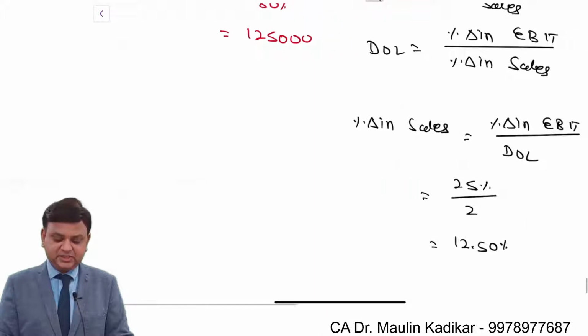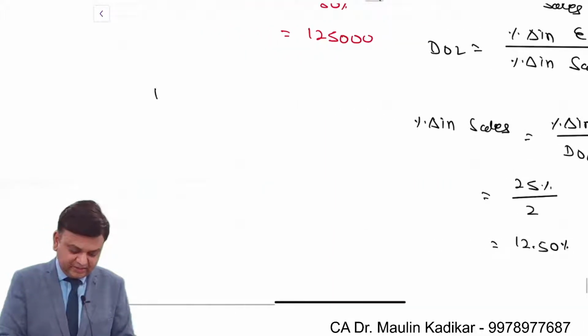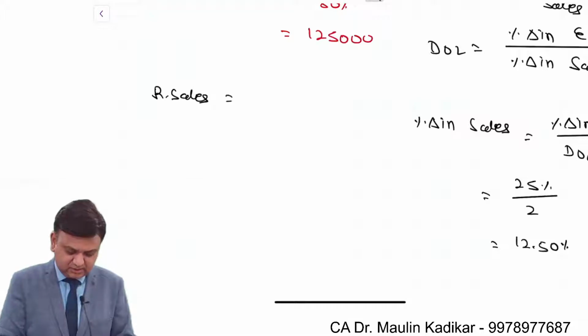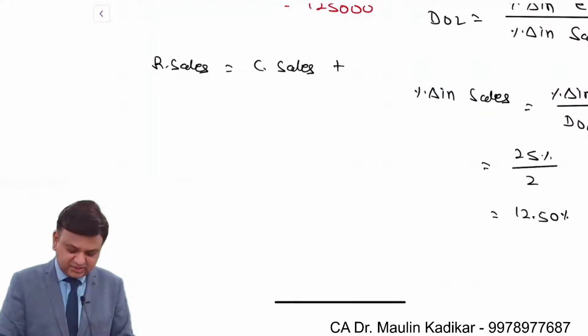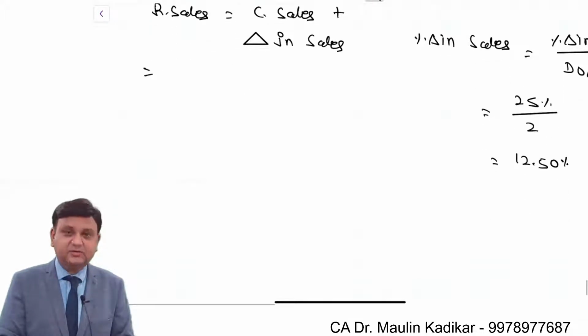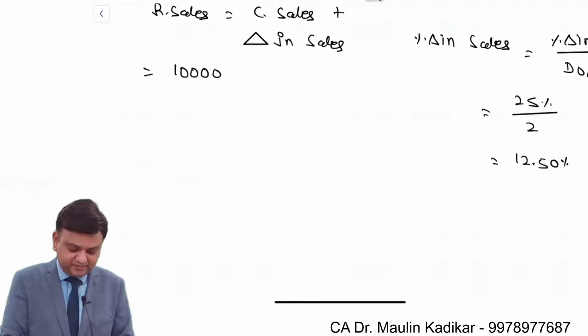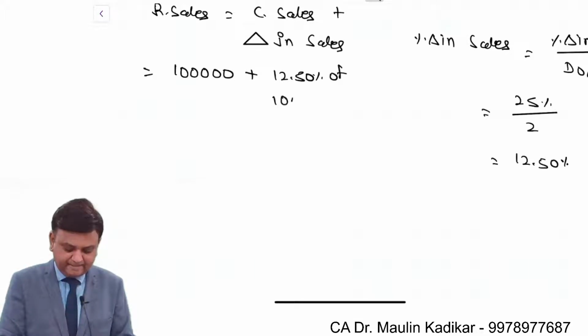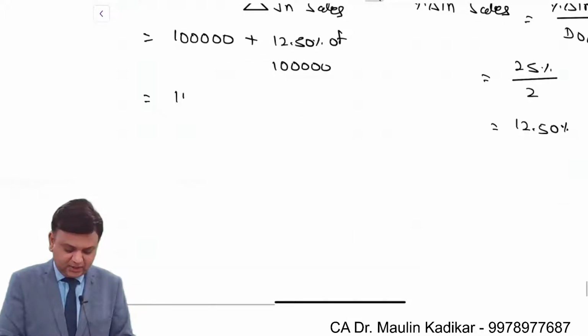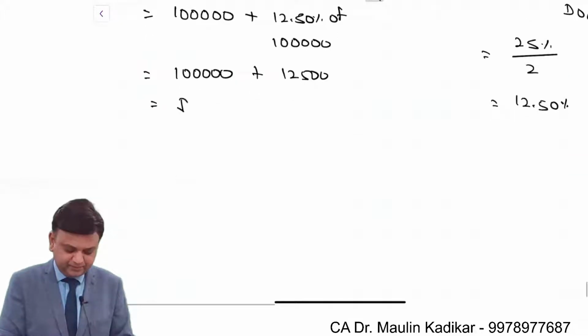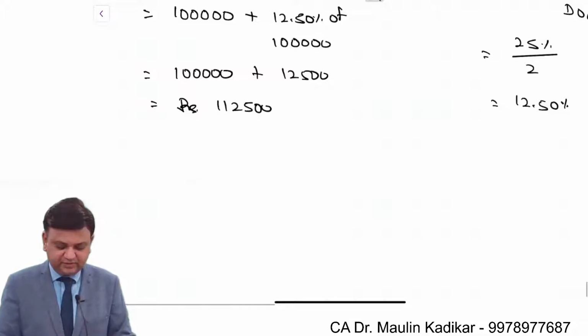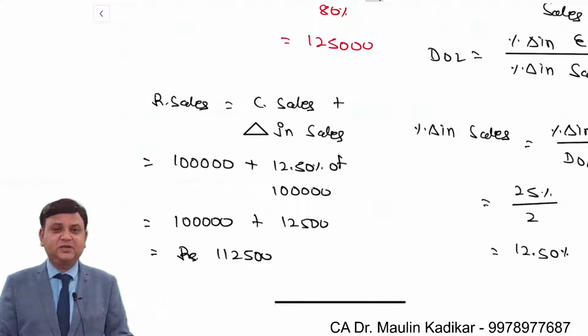Once we compute the percentage change in sales, after that revise the sales. It is current sales plus change in sales. Why? Because the percentage change is positive. Current sales is 1 lakh plus 12.5 percentage of 1 lakh. So it is 1 lakh plus 12,500, that comes to 1,12,500. This is the way we are required to find the answer.